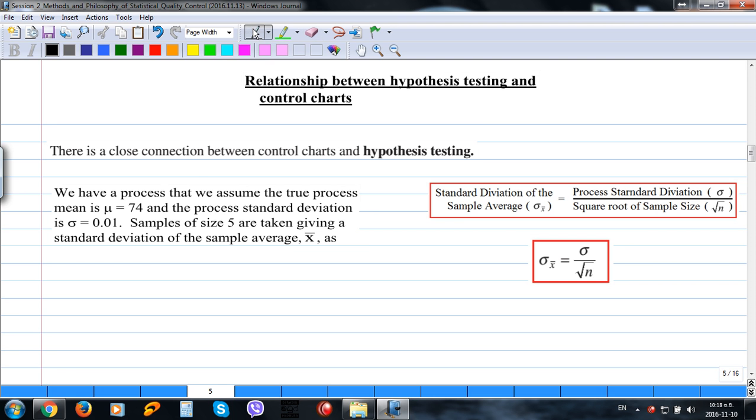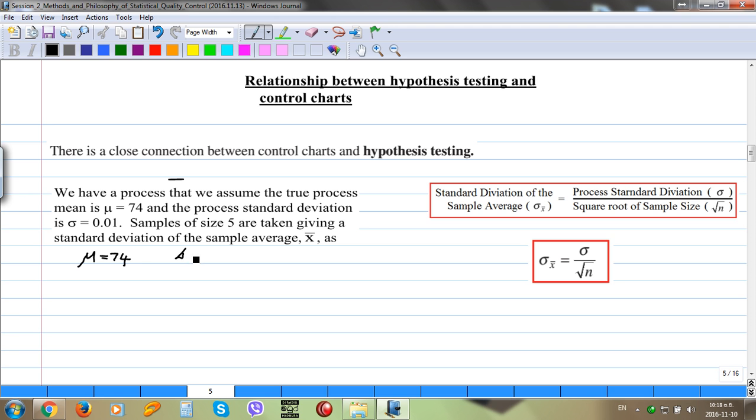So we can take an example here. We have a process where we assume the true process mean is mu equals 74, and the process standard deviation, sigma, equals 0.01. That is, given a population, the population mean mu is 74 and the population standard deviation is 0.05.